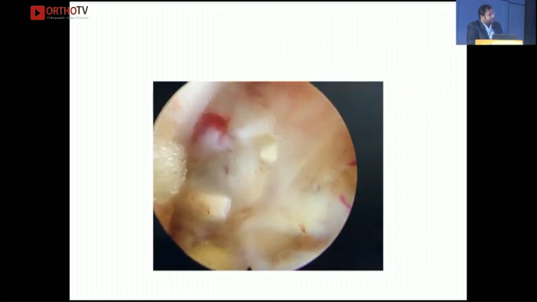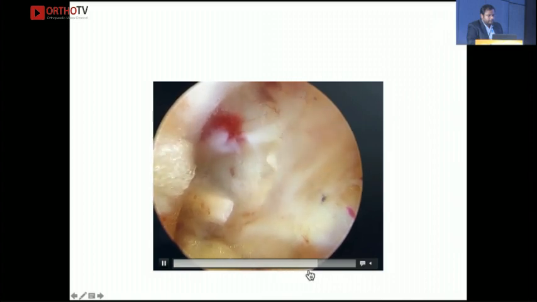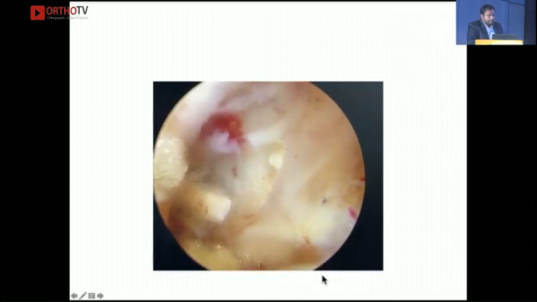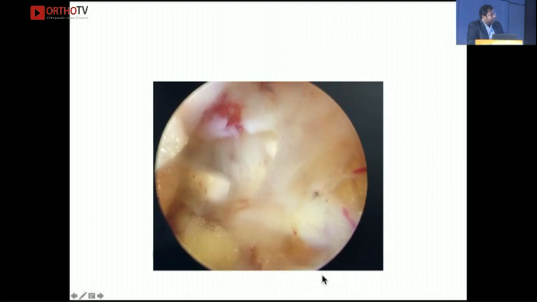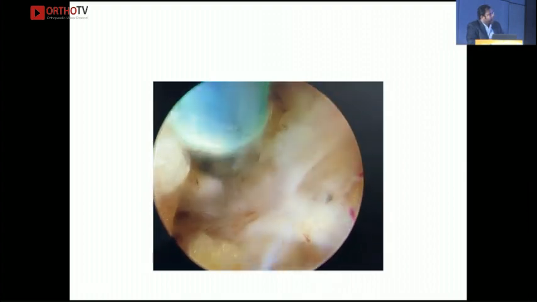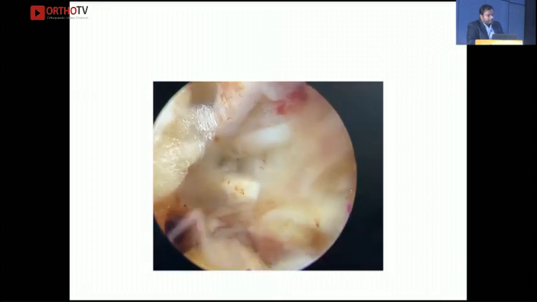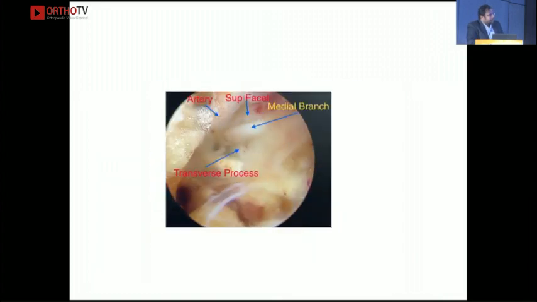We do this at the same level and the level above from where we think the pain is coming. So the nerve is now completely lesioned, and again we achieve hemostasis around the nerve, and we have separated the nerve here. Next, we have labeled it: the same transverse process, the medial branch, the superior articulating facet, and the artery above it.